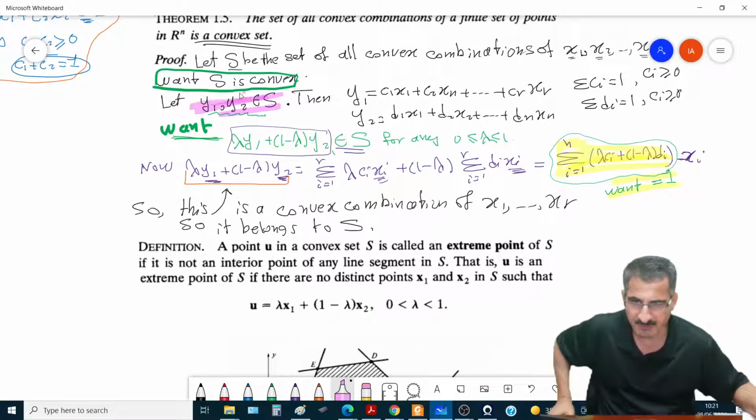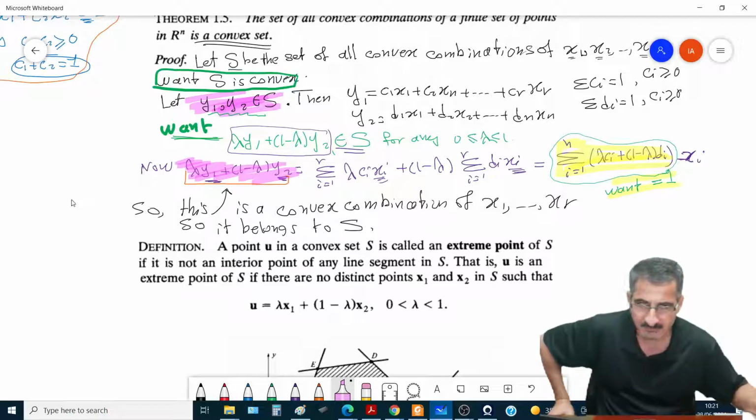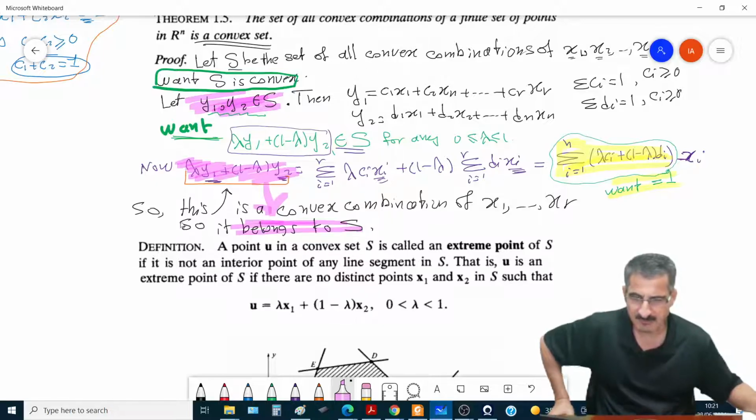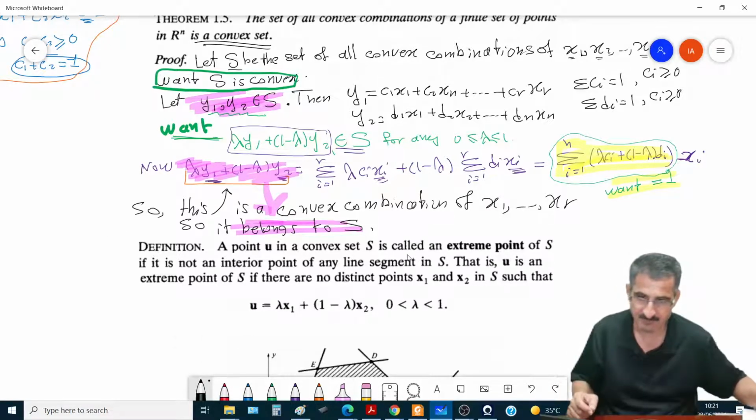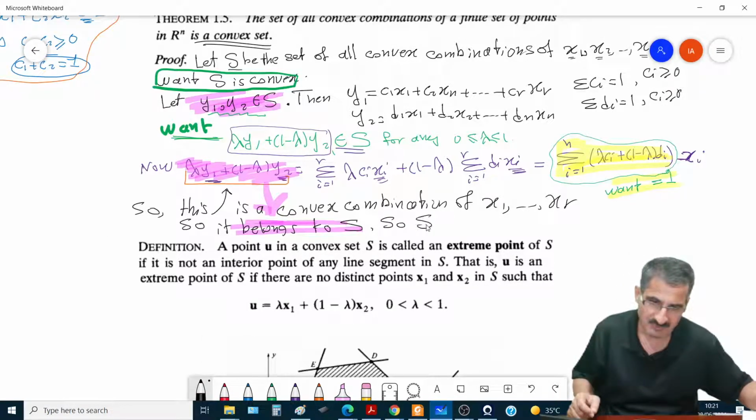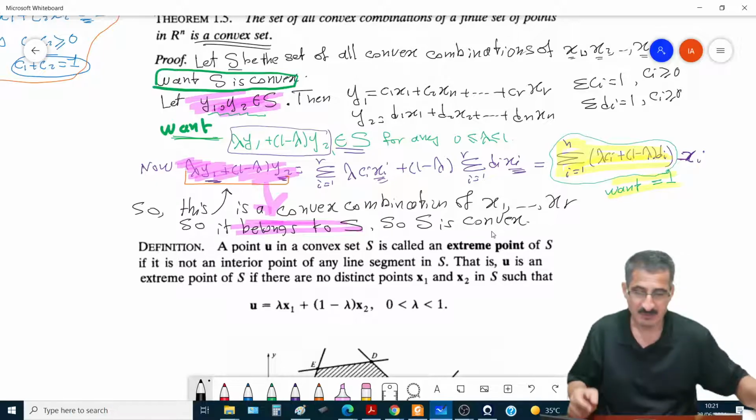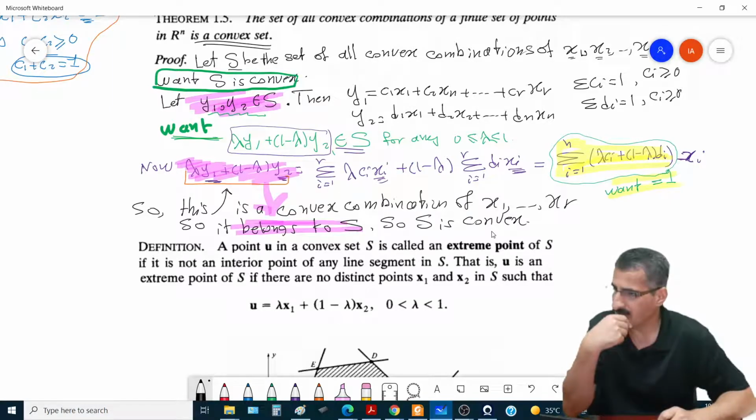Good. So we started with y1 and y2 belonging to S, and we ended up with lambda y1 plus 1 minus lambda y2 belonging to S. So S is convex. Okay, does any one of you have any question?